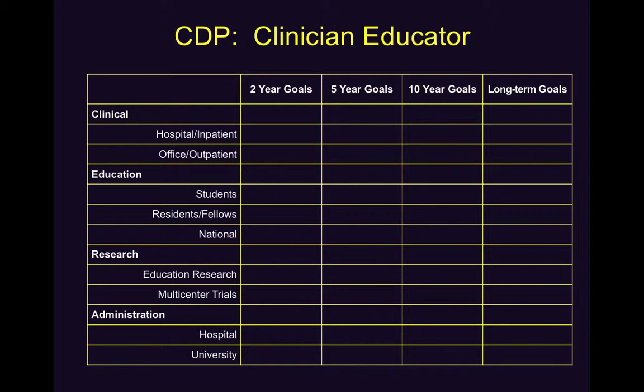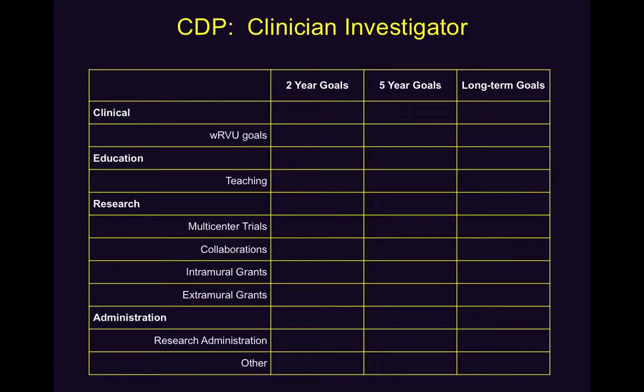Again, just examples. If you want to be an investigator doing mostly clinical research, then this is a template you might think about. So in clinical, what are you going to do? Well, you've got to make sure you're hitting whatever goals are set for you so you can get a paycheck. All of us now have some significant portion of our salaries dependent upon clinical productivity. I think personally that's a good thing.